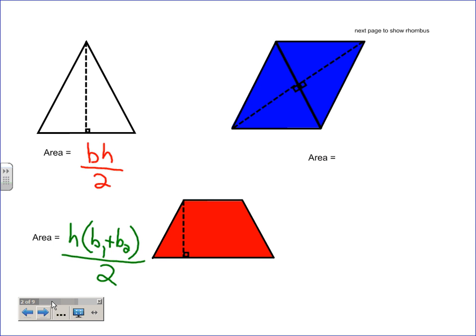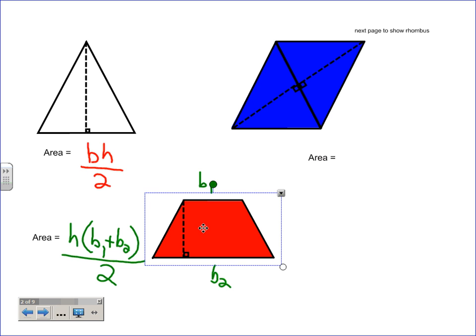Okay, so why is that the formula? Well, let's just label these things here. We'll call this base 1 up here, right? And base 2. Do you agree the way that we kind of have it right now, base 1's a little shorter based on the way we labeled it? Well, what happened last time we had a divide by 2? Why was there a divide by 2? Because we only had half of something, right?